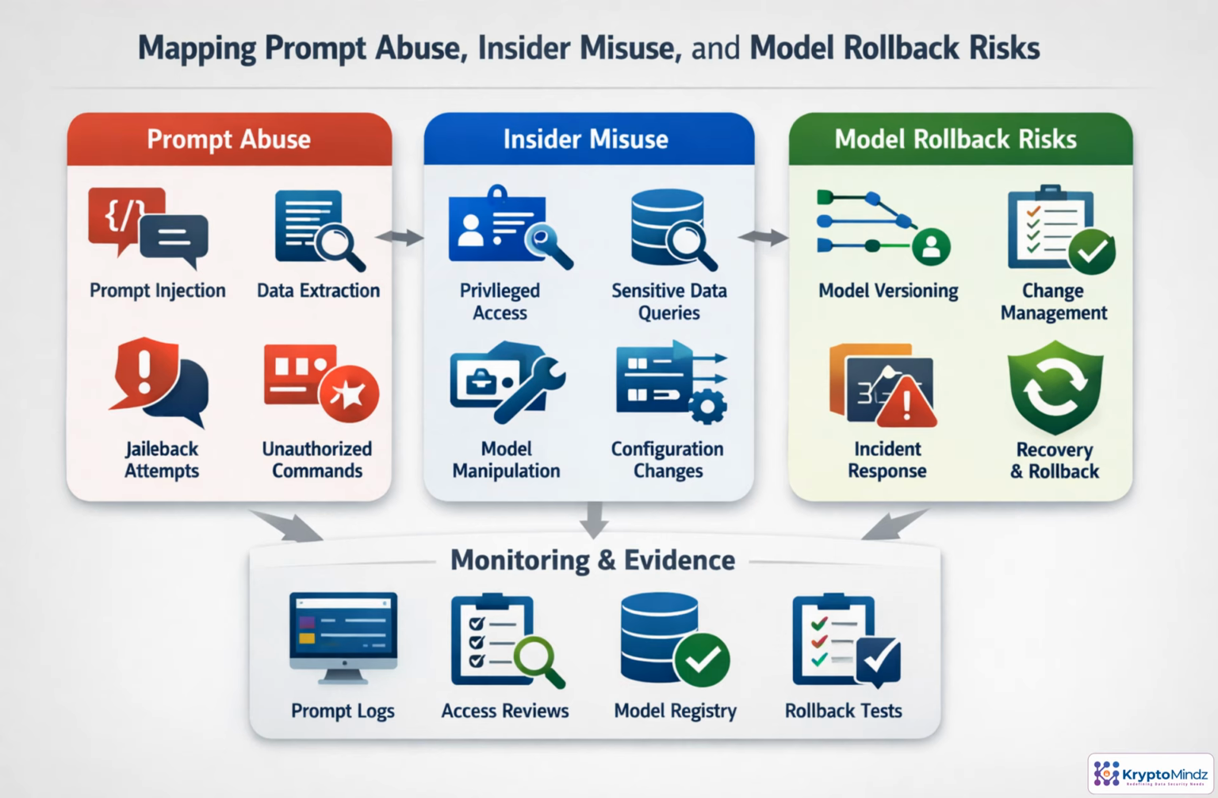AI risk mapping should treat prompts as an attack surface, not just user input. A user trying to extract PHI after a model update connects prompt abuse to access control, monitoring, and incident response. Insider misuse creates another path. Privileged users may query sensitive data, alter configurations, or manipulate training inputs. Rollback risk asks whether teams can safely return to a known good version. The supporting evidence is practical: logs, access reviews, registry records, approvals, and tested recovery results.